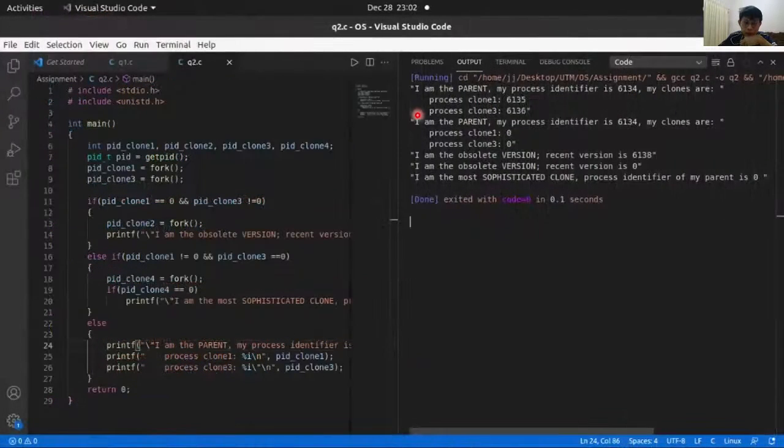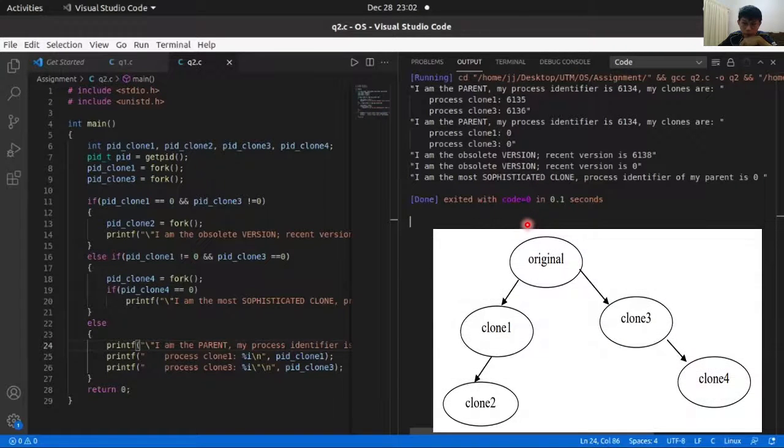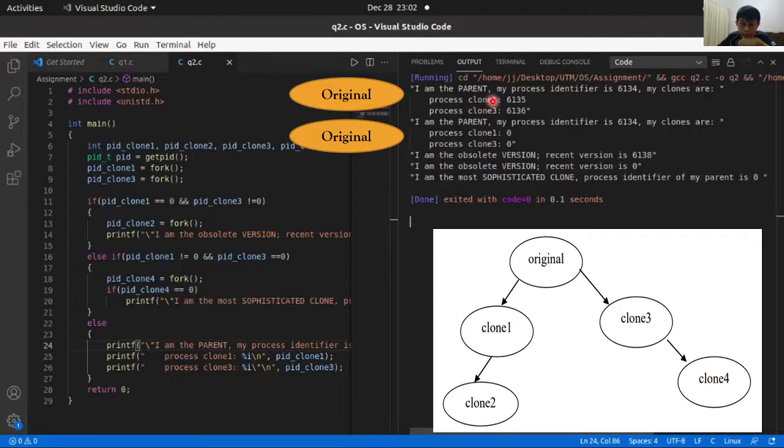Okay, so let's see the screenshot of the program code and also the output. For your information, both of these outputs are from the parent process of the original process. We can see that at the first output, when both clone 1 and clone 3 are not running their child process, it means that we will run the parent of the original process. So it will show this output.